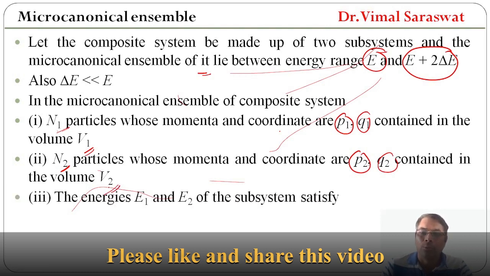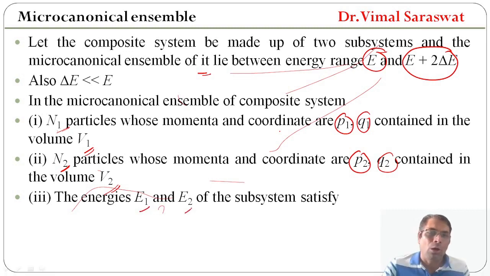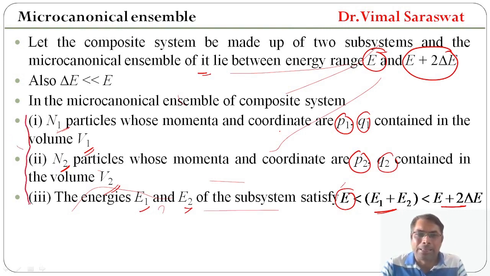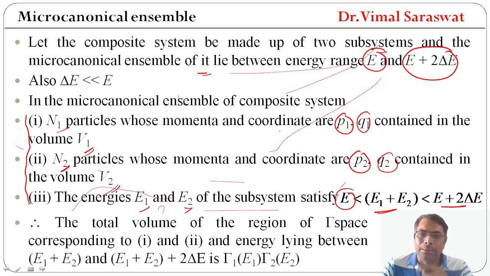Also, the energies E1 and E2 of the two subsystems satisfy the relation E1 plus E2 lying between E and E plus twice delta E. So, in the microcanonical ensemble of the composite system, we have these three conditions. Therefore, the total volume of the region of gamma space corresponding to subsystems 1 and 2 and energy lying between E1 plus E2 and E1 plus E2 plus twice delta E is gamma 1 E1, gamma 2 E2.